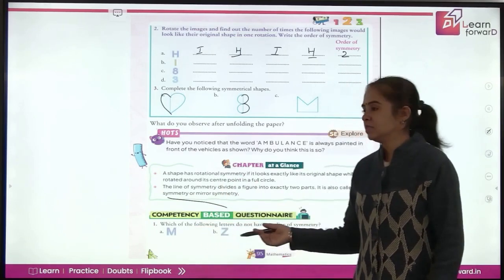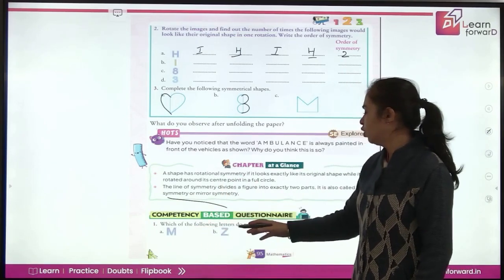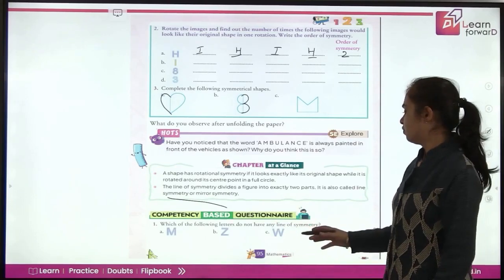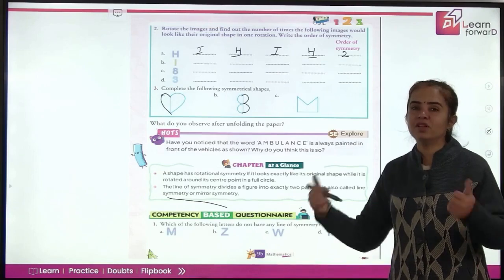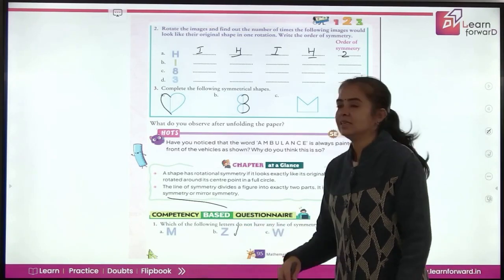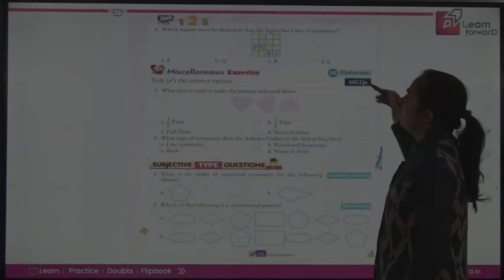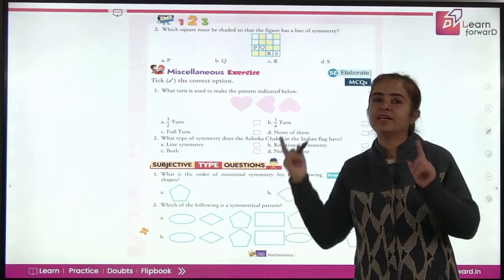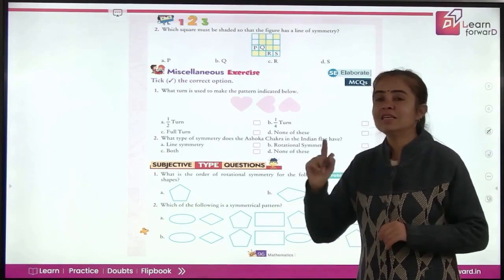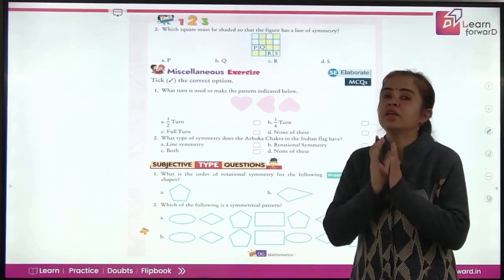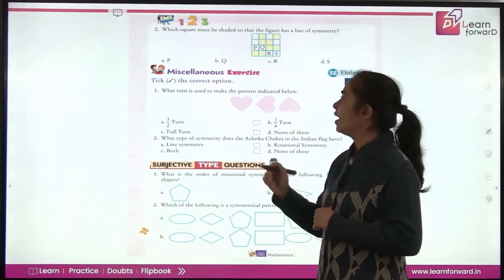Now, competency based questions for you. Which of the following letters do not have any line of symmetry? So you just have to see which letter is there with no line of symmetry. The mirror image, yes, exactly. This is B. Which square must be shaded so that the figure has a line of symmetry? So let it be a puzzle for you to solve. Just see which of these you should shade so that you get exactly just the line of symmetry here.